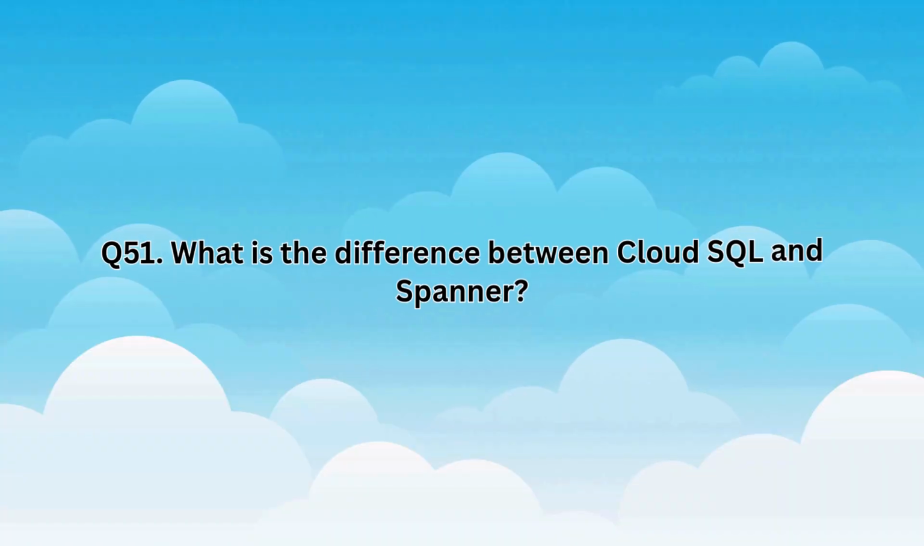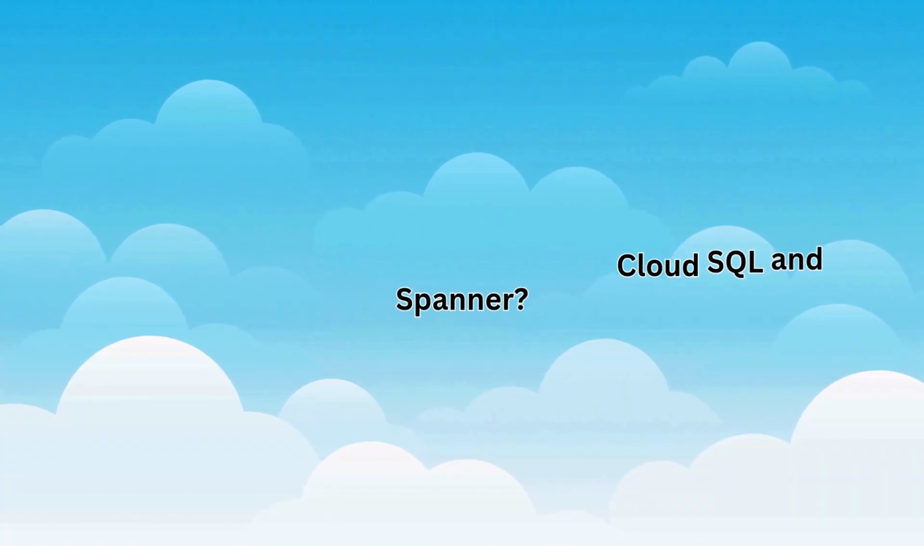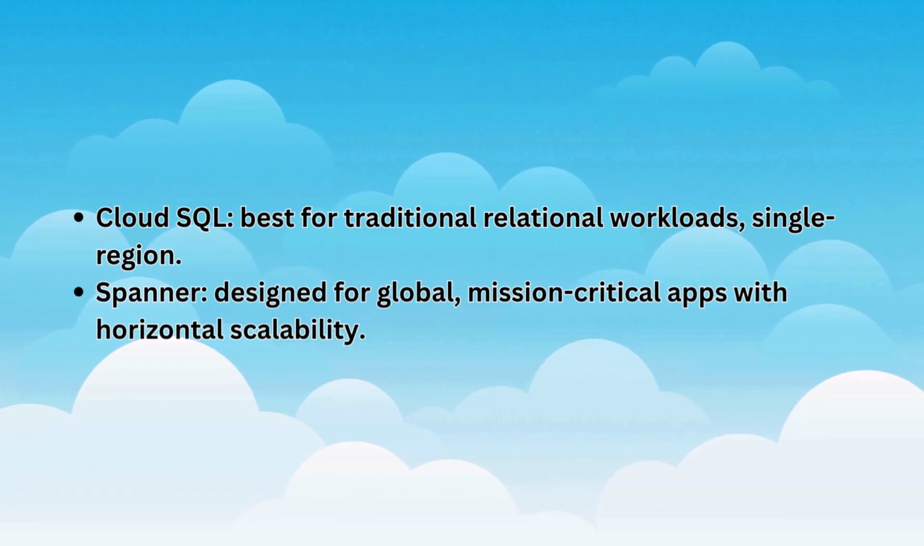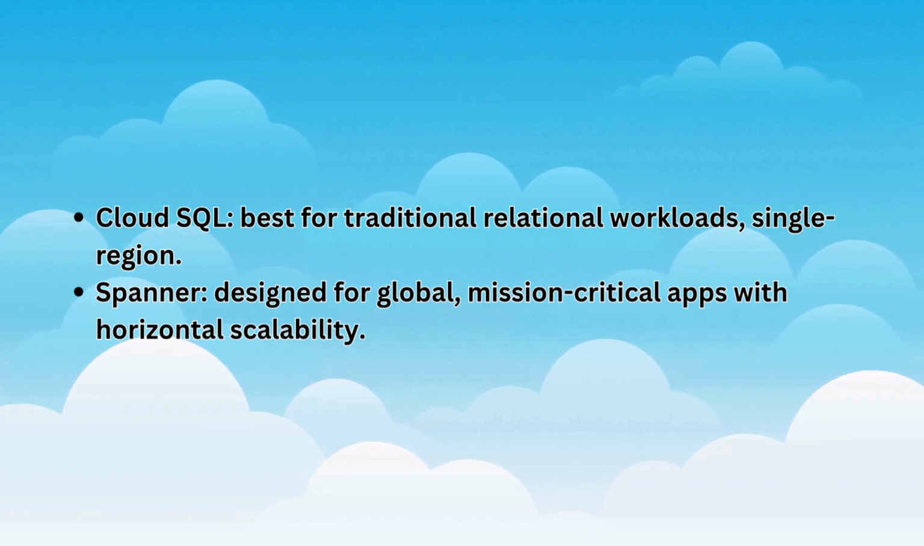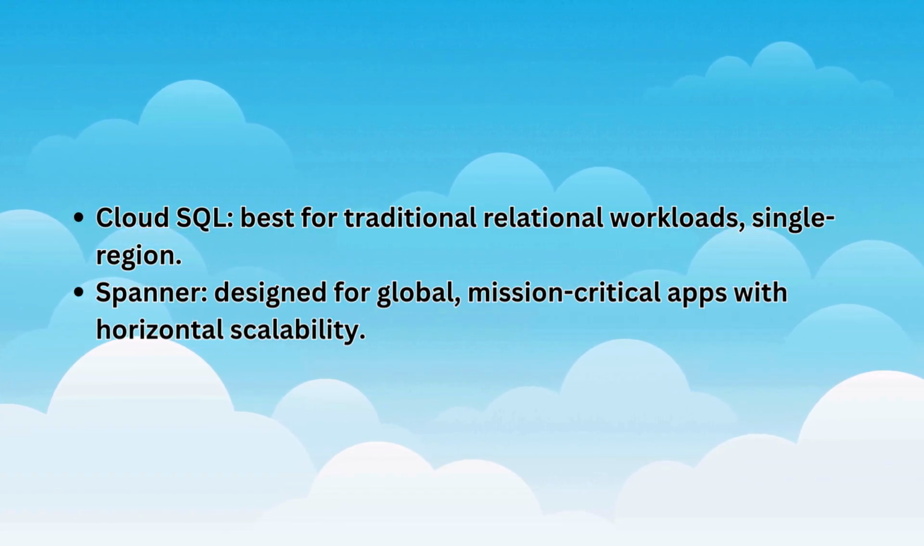What is the difference between Cloud SQL and Spanner? Cloud SQL: best for traditional relational workloads, single region. Spanner: designed for global, mission-critical apps with horizontal scalability.